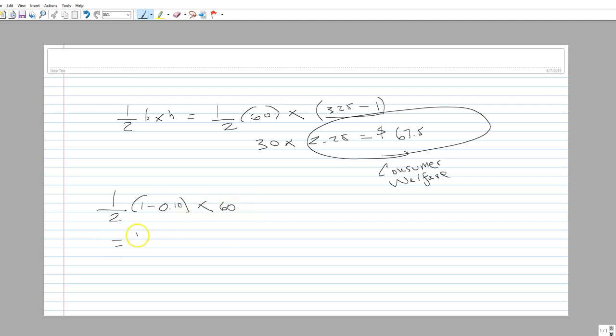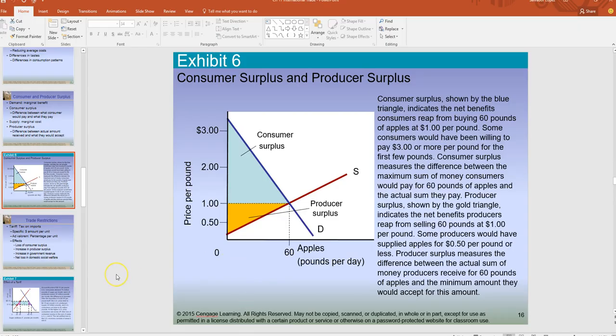So that'll be 1/2 0.90 times 60. If you want to make this simple, 60 divided by 2, that's 30 times 0.9. That's, excuse me, 27. $27. Of course, if we have thousands, it would be 27,000, or if we have millions, 27 million, or 27 billion, etc. So that is how we calculate the consumer and producer surplus.